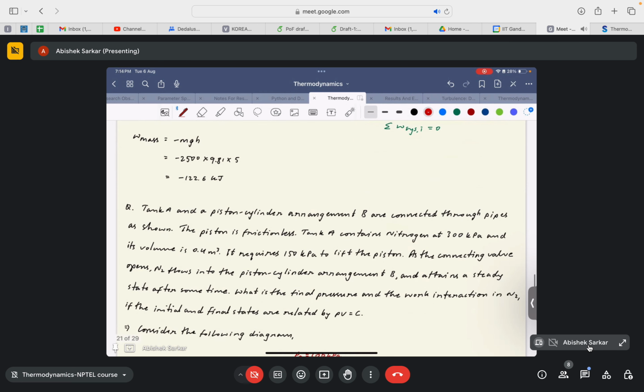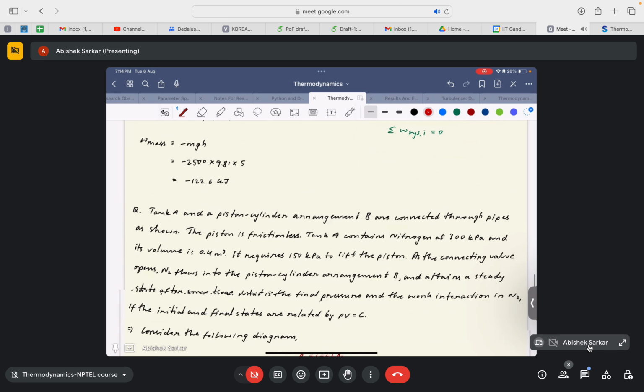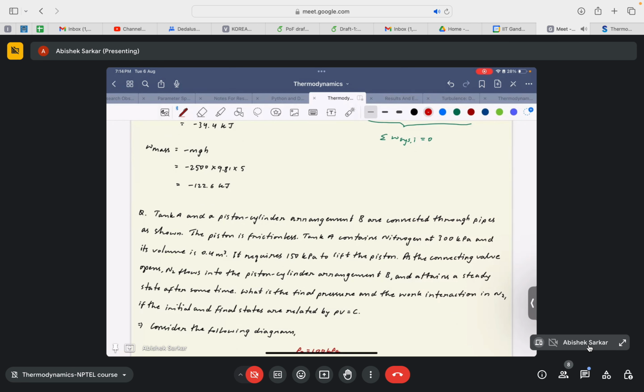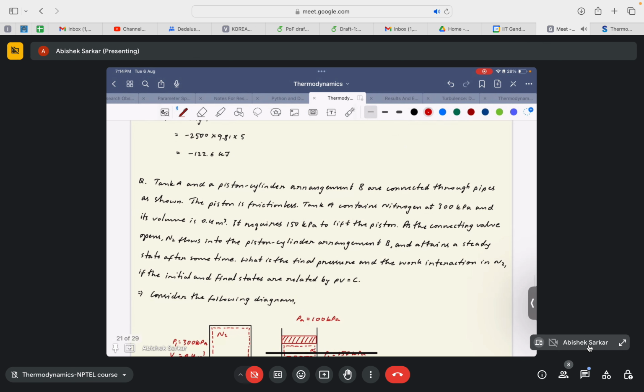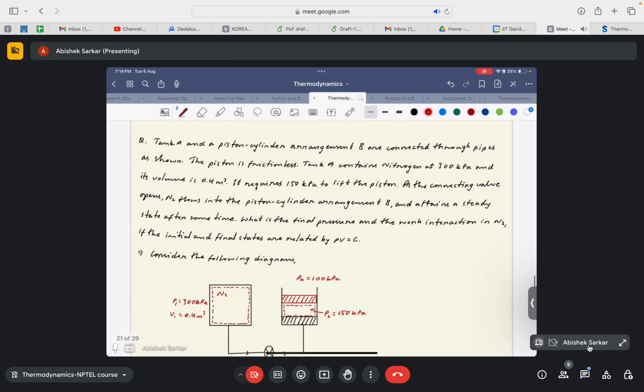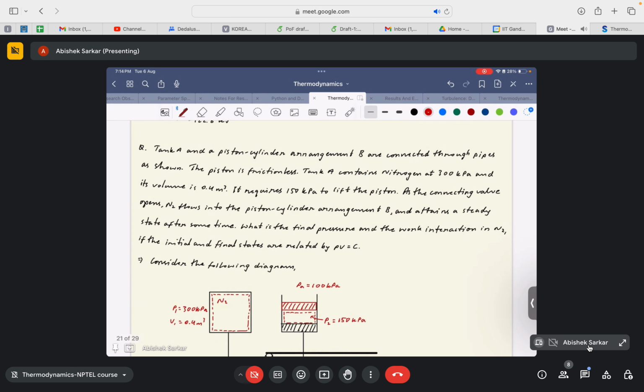Okay. So this example again I will have to discuss. It was discussed by Professor Anand, but this example also has a concept of PdV work, so I would like to discuss it. Then we will directly go to the problems that I have set up for this week's session. Okay. So this problem states that tank A and the piston cylinder arrangement B are connected through pipes as shown. The diagram is given here. I will go through the diagram once I go to the question. Okay, the piston is frictionless.